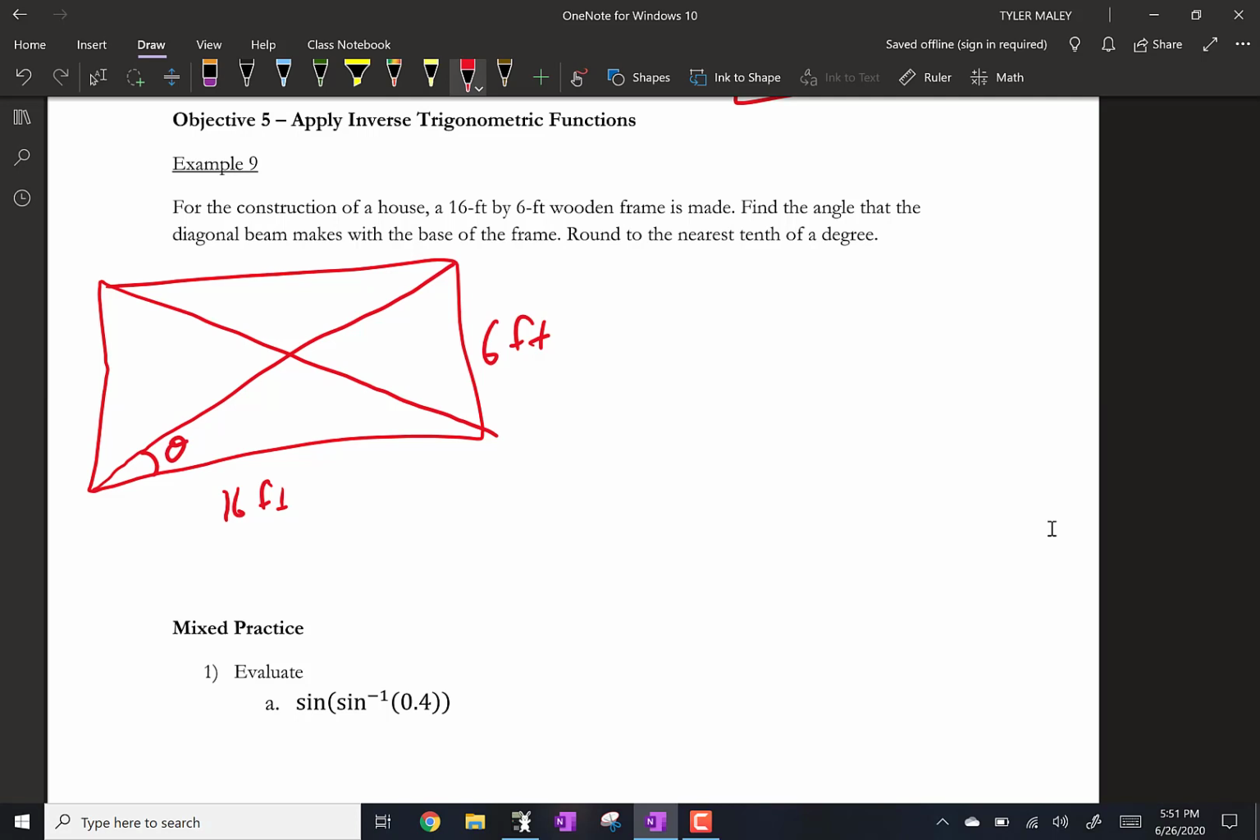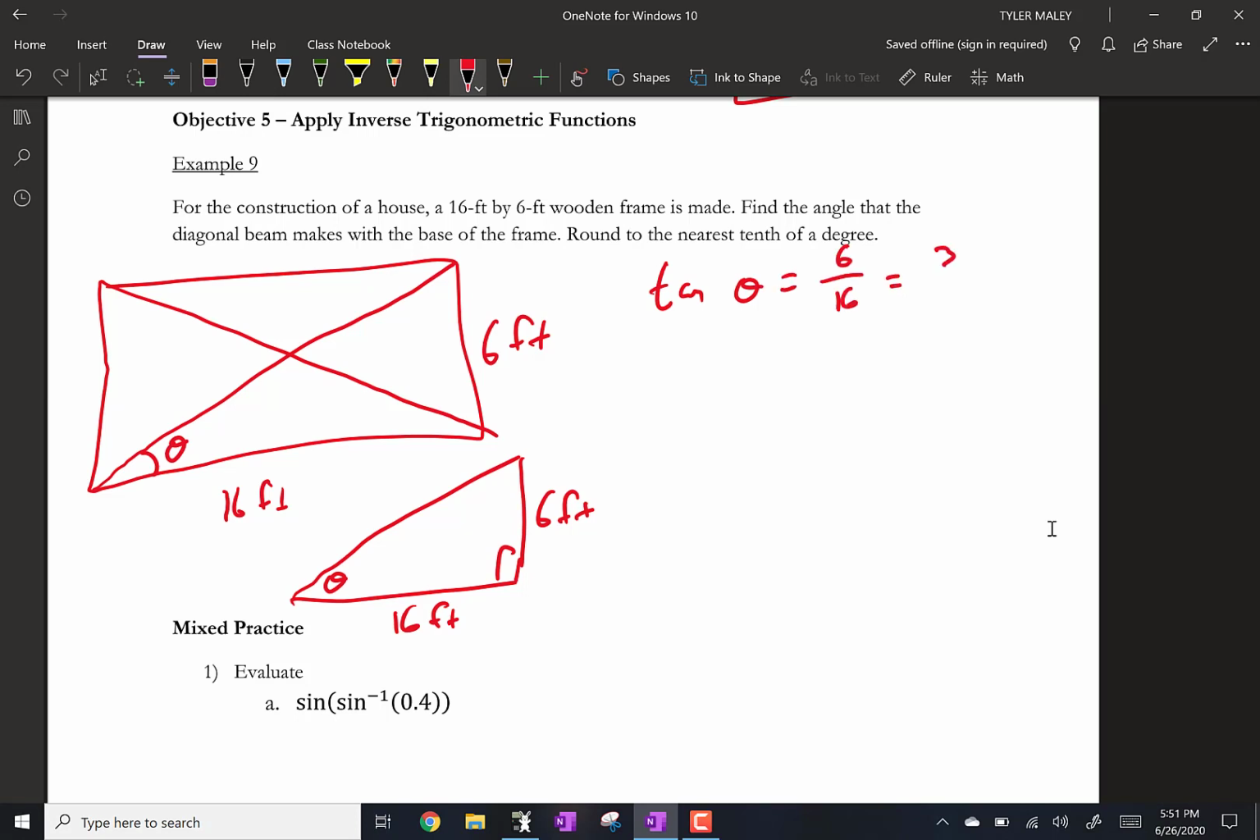In other words, we can just think about this right triangle. This deals with opposite and adjacent, so that's tangent. So we could say tangent of theta is equal to 6 over 16, which we can reduce down to 3/8. Then we need to use inverse tangent to find theta. So inverse tangent of 3/8 is equal to theta.